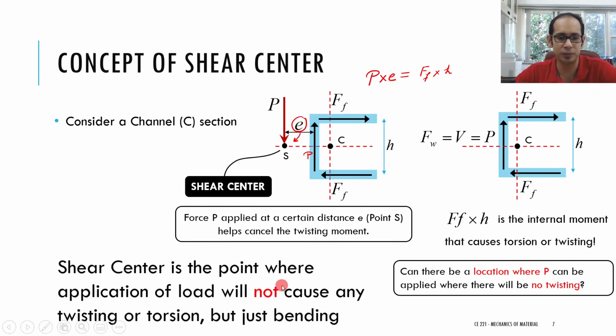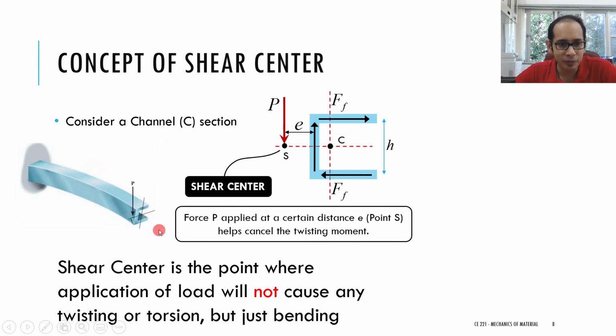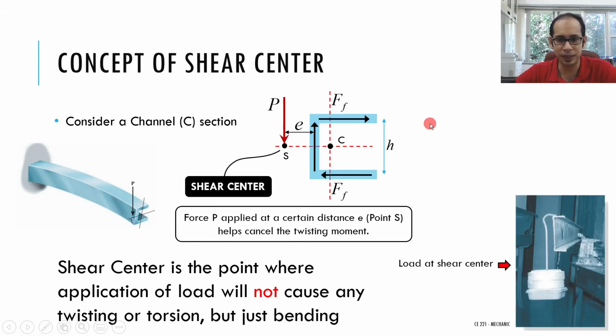So the shear center is the point where the application of the load will not cause any twisting, but just bending. If you take a look, it is somewhat like this. Now, instead of applying the load P at the center, I have shifted it. Now how is it practically possible to do? In this example which I just showed you, previously the load was acting at the centroid. Now I have shifted the line of action of the load to the left of this channel section at a certain distance. So you see, this one is just bending. It does not have any amount of twist.